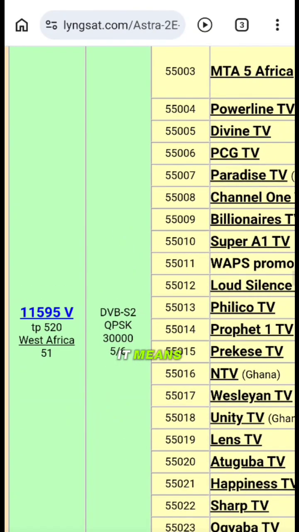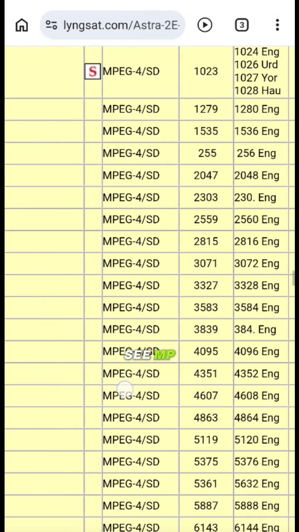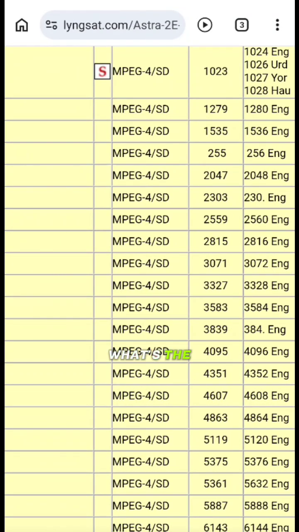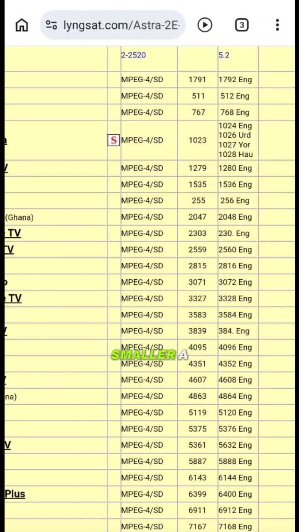So next, you see MPEG-4. What is the meaning of MPEG-4? MPEG-4 means the compression that is used, the compression of the signal. Compression means the method used to reduce the size of video or audio before transmission from space. So before the signal is transmitted from space, it needs to be compressed to a smaller format.